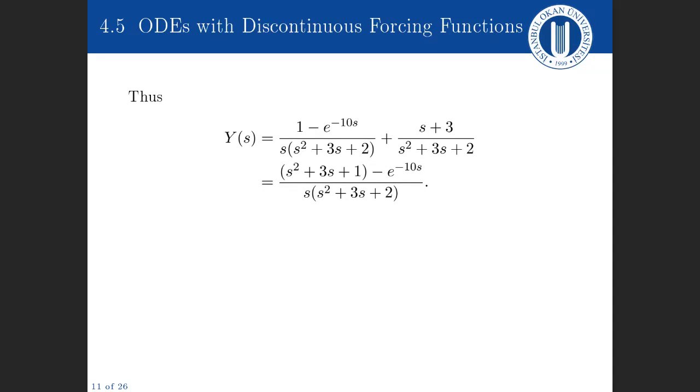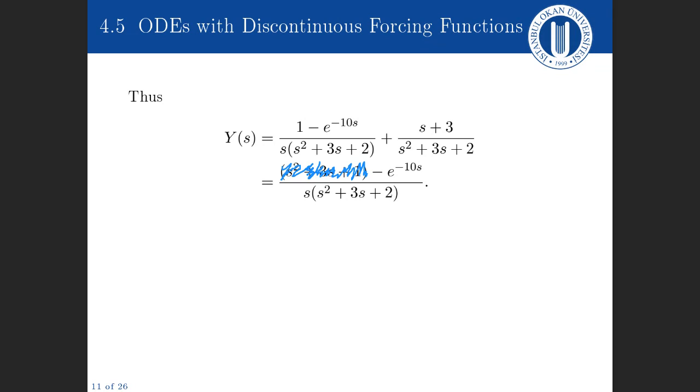Now this is a little bit complicated, but we can make it easier by thinking about two functions. First, let's forget about the exponential function. Let's just think about s squared plus 3s plus 1 divided by s squared plus 3s plus 2. We know how to find the inverse Laplace transform of a function like this. And then we're going to look at the next part. Forget about the first bracket. Now we're looking at minus e to the power minus 10s over s squared plus 3s plus 2.